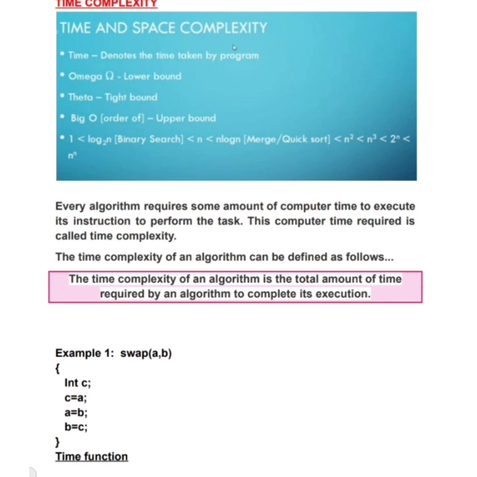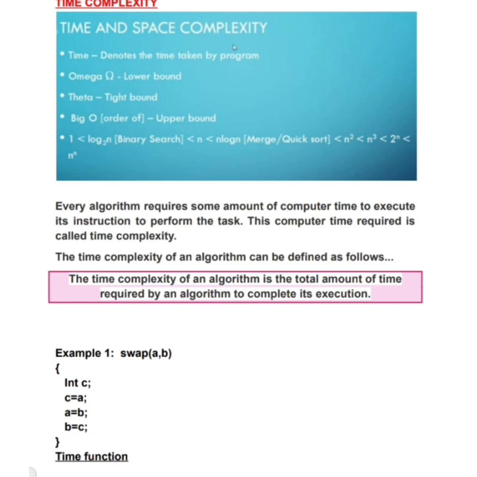The time complexity of an algorithm is the total amount of time required by an algorithm to complete its execution. Here are some examples for time complexity. The first example is a swap function. Here c equal to a runs one time, a equal to b runs one time, and b equal to c runs one time. So totally 3 times it will run. So 1 plus 1 plus 1 equals 3.